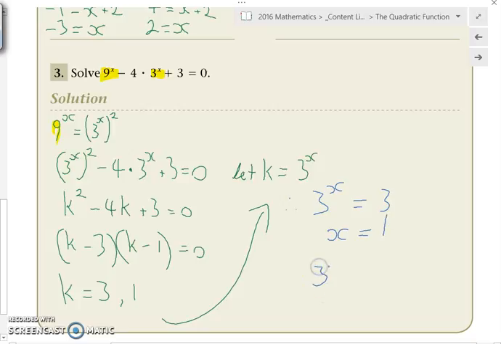We've also got 3 to the power of x equals 1. Anything to the power of 0 equals 1. So x equals 0. So you now have your two values of x. X equals 0 and 1. All good with that? That wasn't too bad.